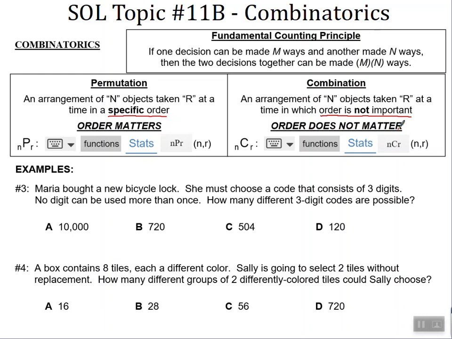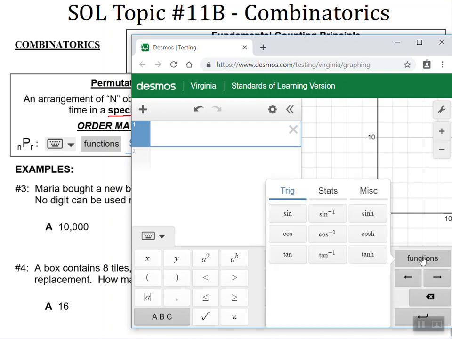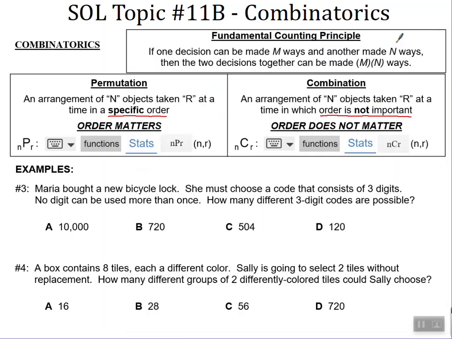Now let's show you how to find this button on the Desmos calculator and this button on the Desmos calculator. Pull up your Desmos calculator and we're going to go into the keypad and go over to functions, and it's in the stats menu. We've got NCR for combinations and we have NPR for permutations. So that's where you can find it in the Desmos calculator.